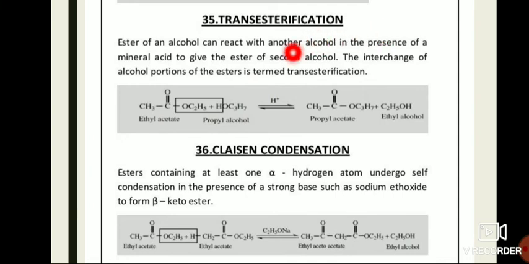Next one, trans-esterification. Ethyl acetate reacts with propyl alcohol to form propyl acetate, because the alcohol is less volatile than C2H5OH, this is ethyl alcohol. Next, Claisen condensation. Two ethyl acetate molecules in the presence of sodium ethoxide, with removal of ethyl alcohol, form ethyl acetoacetate.